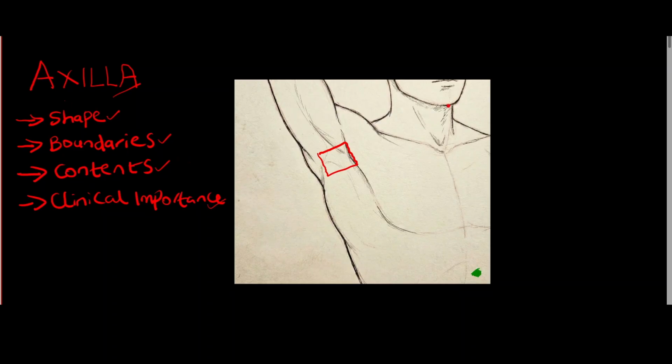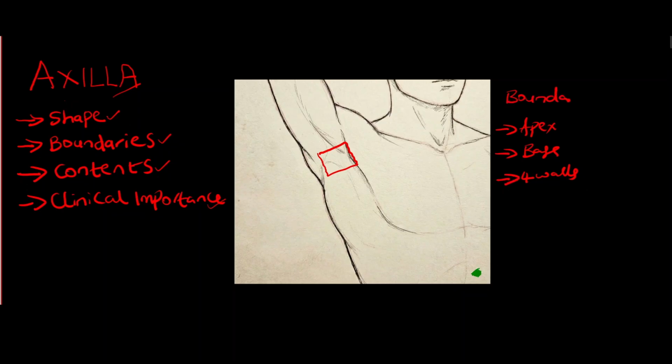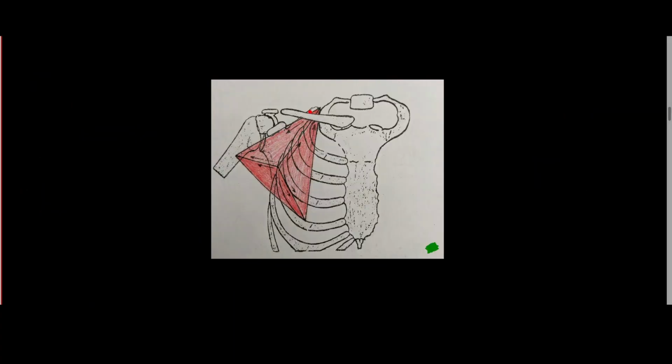Okay, so the boundaries, the axilla has an apex, a base, and four walls. An apex, a base, and four walls. So these form the boundaries of the axilla. Now let's look at the apex. Now this is the apex of the axilla.